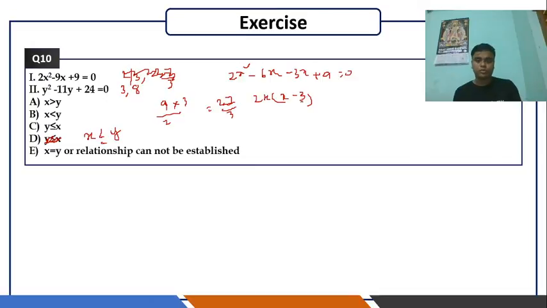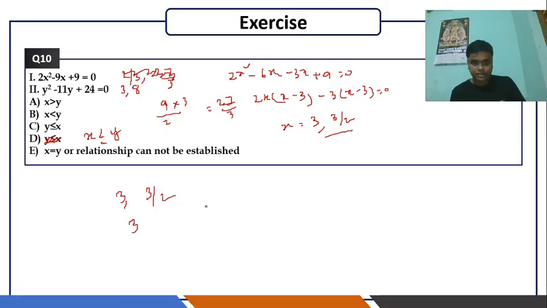So one of the roots is 3, minus 3, if I take common I'll be getting x minus 3 equals to 0. So x is equal to 3 and 3 by 2. So the roots that I'm having over here for x are 3 and 3 by 2. For y I am having the roots as 3 and 8. Okay, 3 and 8. So if I draw it on the number line, I'll be getting three different points.